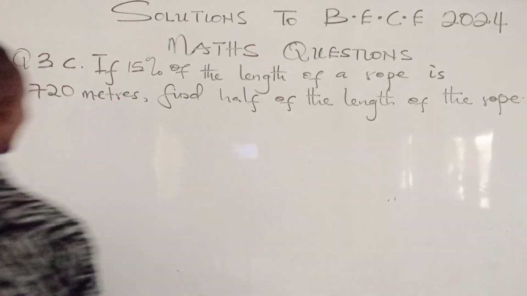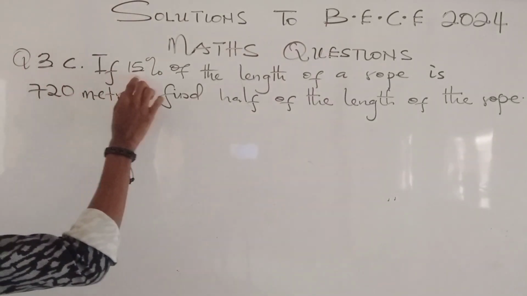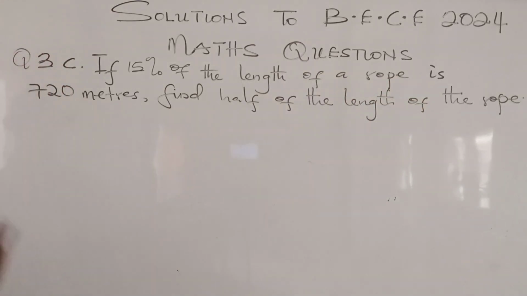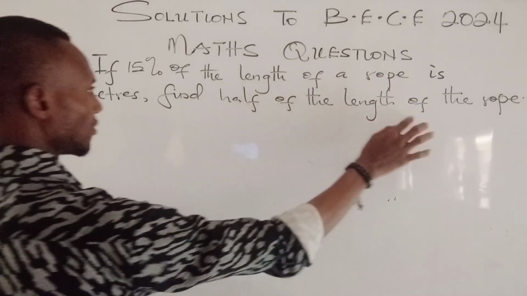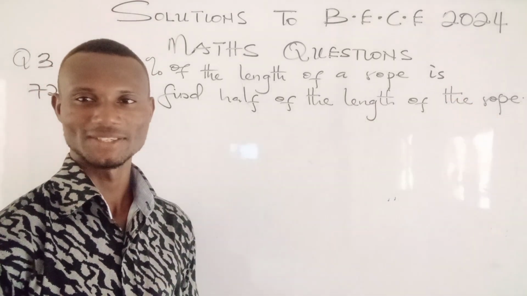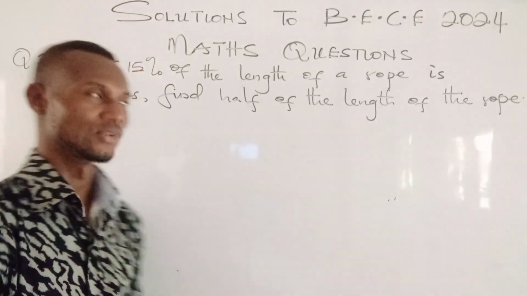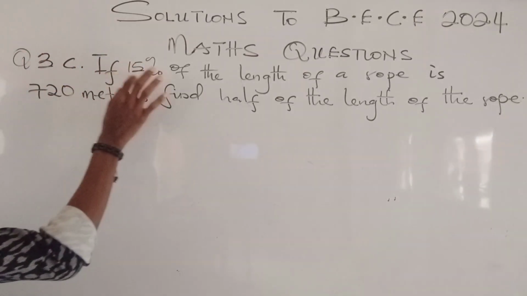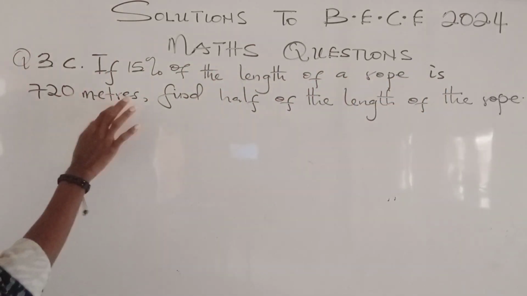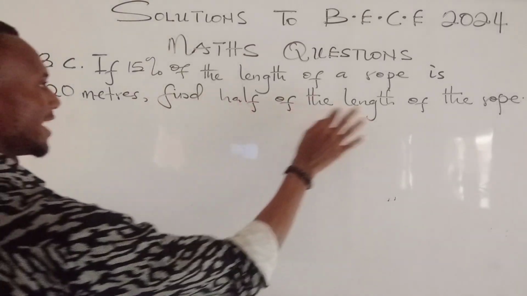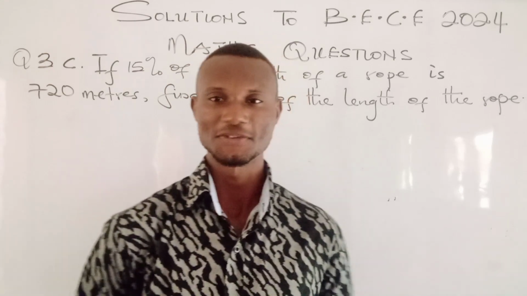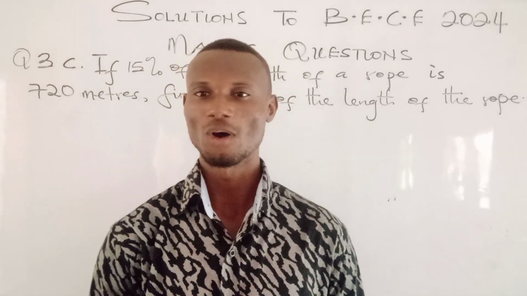Okay, so it says that if 15% of the length of a rope is 720 meters, find half of the length of the rope. So we are being asked to find half of the length of the rope, and I'm going to read it one more time. It says that if 15% of the length of a rope is 720 meters, find half of the length of the rope.